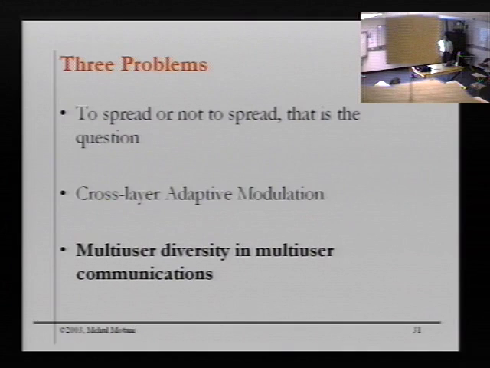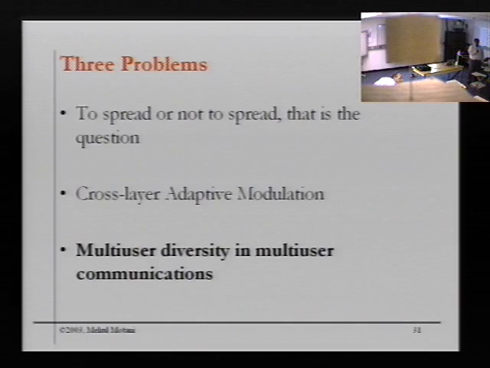So the next topic is sort of related to this. It's not the same exact problem, but it is a multi-user problem. We're going to look at something called multi-user diversity. I think probably many of you know this term, right? Am I right? I want to get an idea if you know what I'm talking about.